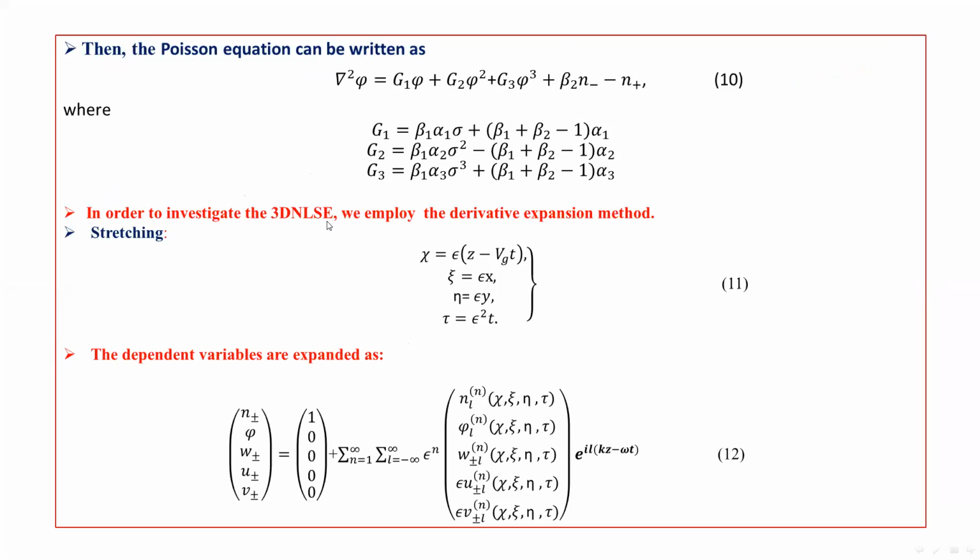To derive the 3D nonlinear Schrodinger equation, we employ the derivative expansion method, which has a stretching in this form and the dependent variables in this form. We have x, y, and z, and in x, y, and z epsilon. Epsilon is n minus 1 because the electric field in the direction z has an effect only in directions x, y, and z.